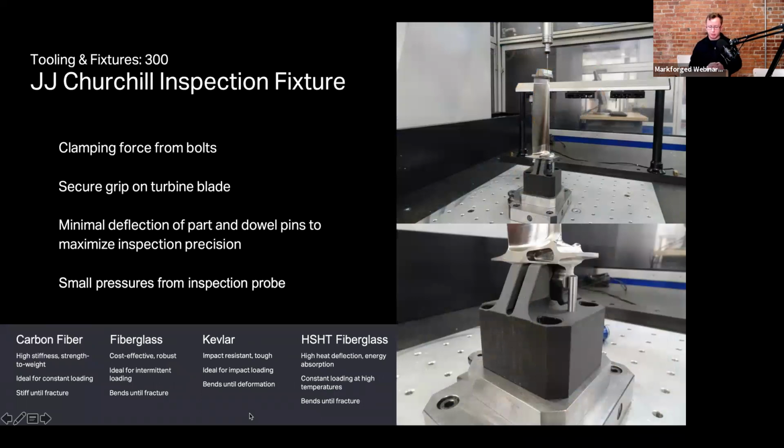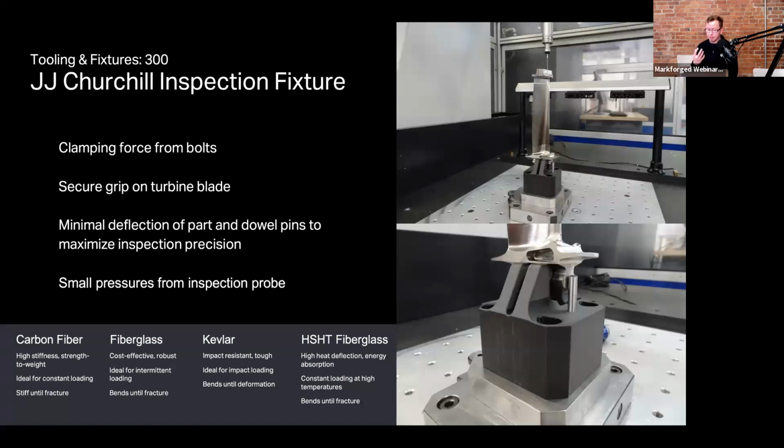So tooling for 300, this is an inspection fixture designed by J.J. Churchill. And let's launch the poll now so people can look at this. The key loading conditions are this clamping force from the bolts clamping into the table. We have to have a pretty secure grip on the turbine blade that they manufacture. So they use this inspection fixture to validate the geometries of this turbine blade that they manufacture.